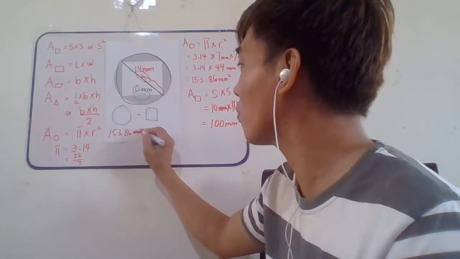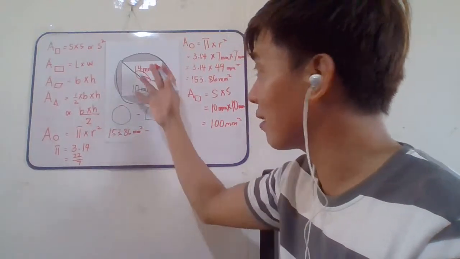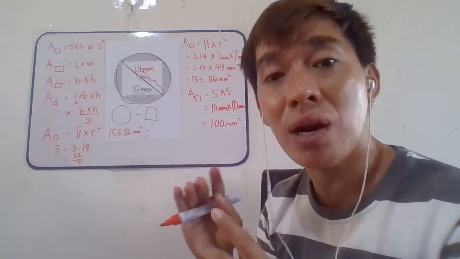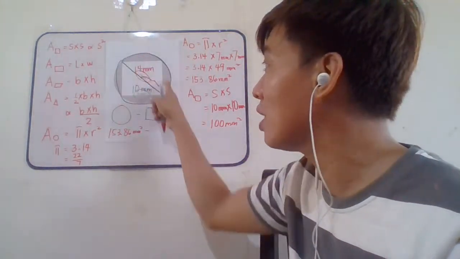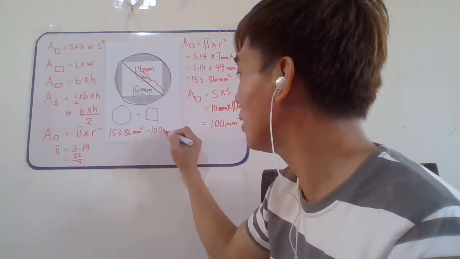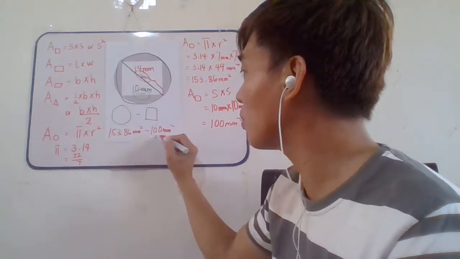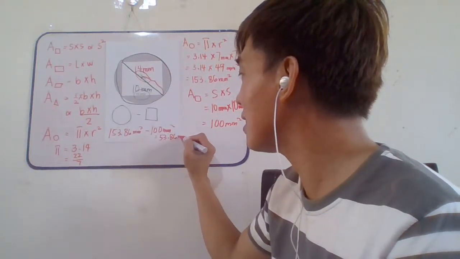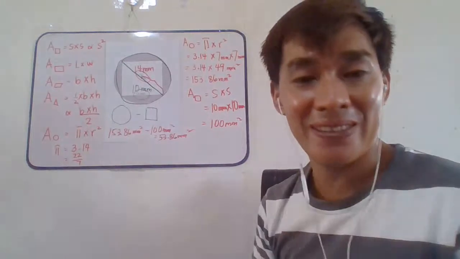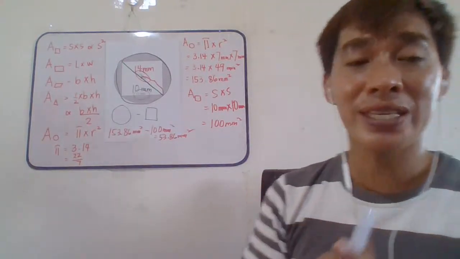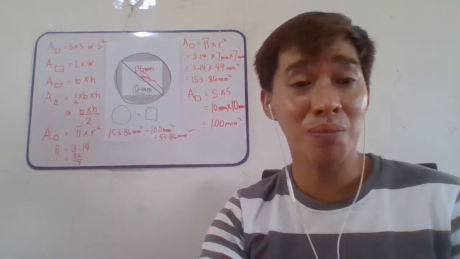So now let's substitute. This is 153.86 millimeters squared minus that square. We take out the square, the white portion there, because we are only asked to solve for the shaded region. Minus 100 millimeters squared. So that will give us 53.86 millimeters squared. That's the area of the shaded region. That's how we get the area of the composite figure.